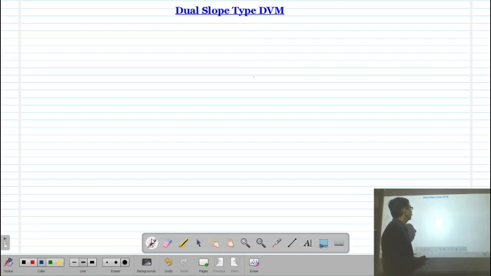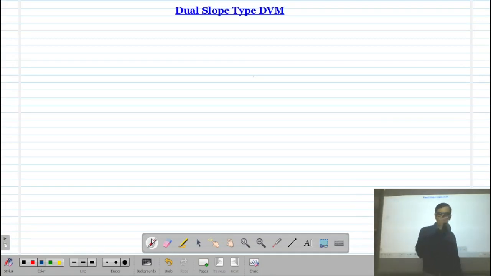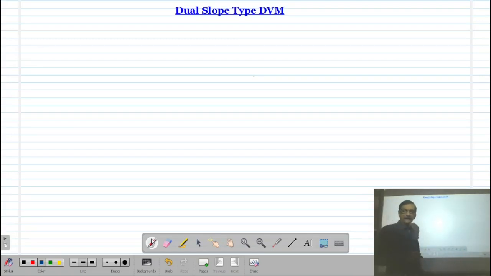So today we are going to discuss a more accurate method for converting an analog signal into a digital signal, and that is called a dual slope type DVM. So what is the basic principle of the dual slope type DVM? For that we should know what an integrator circuit is. We have already learned about it in the operational amplifier. We will quickly revise the integrator circuit, and then go to the block diagram of the DVM.